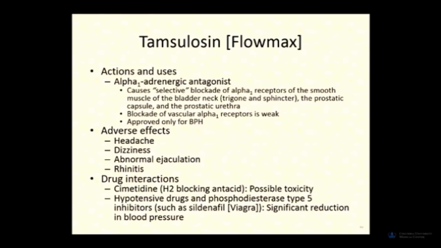Tamsulosin, also a selective blockade of alpha-1 receptors. It's only approved for BPH. It tends to have selective action, or predominant action, on the smooth muscle of the neck of the bladder and the prostatic capsule, and the part of the urethra that goes through the prostate. And the trade name will help you remember the therapeutic application, right? Flomax.